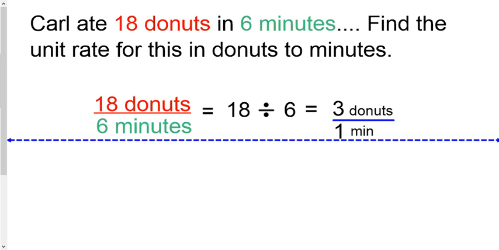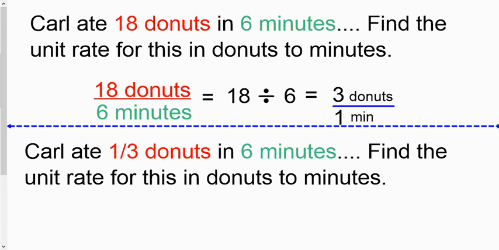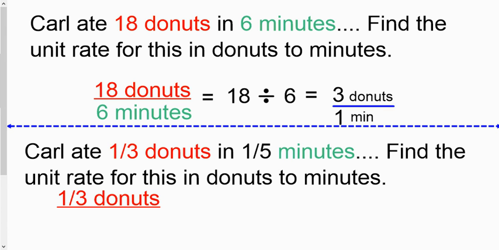Now, what's going to happen when we introduce the same type of scenario, but we're going to change 18 donuts to 1/3 donuts, and we're going to change 6 minutes to 1/5 minutes, and we're going to ask you to do the same thing. Please find a unit rate for Carl in terms of donuts to minutes. So we would stick 1/3 donuts on top and 1/5 minutes on the bottom because that's what it's asking for. And then we'll do the exact same thing.